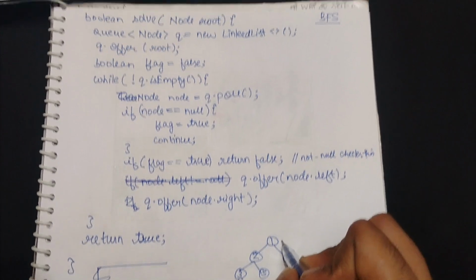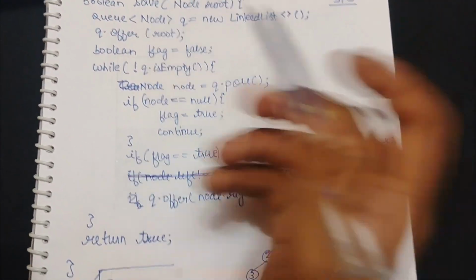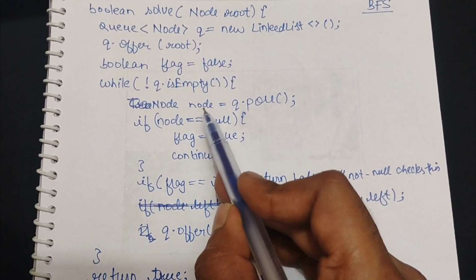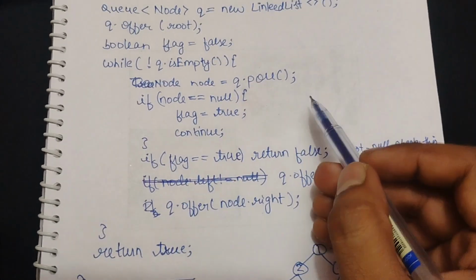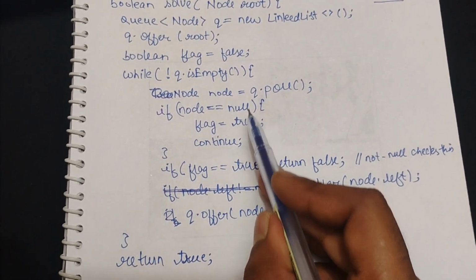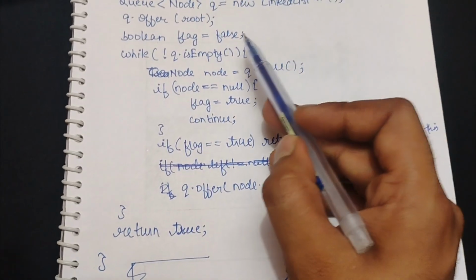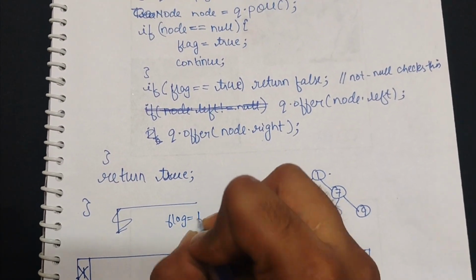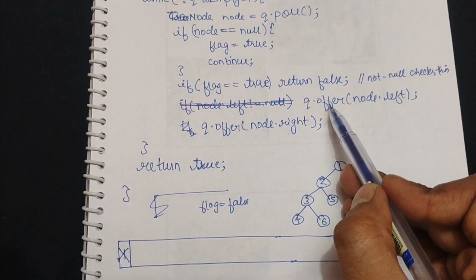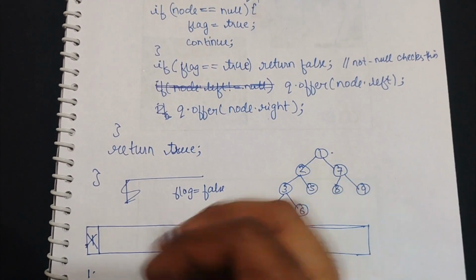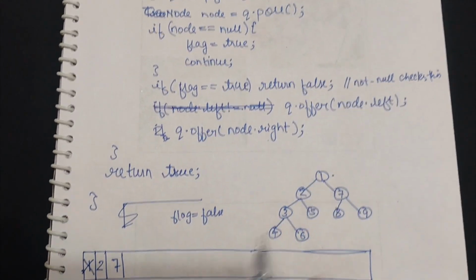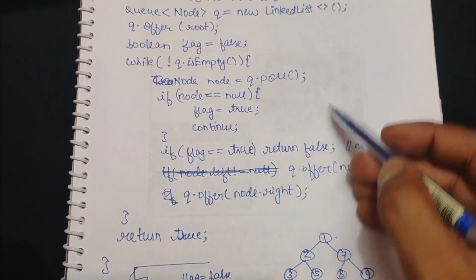Now for this I will initially add queue dot offer root, so I will add 1 in this queue. Now we'll check while this is not empty, node equals node dot poll. I will pop out this. I have popped out 1, is this 1 or null? No, it is not, so it will come over here. Initially I'll set flag as false. Is flag true? No, it does not satisfy. So add left and right. The left of 1 is 2, right of 1 is 7. Added.